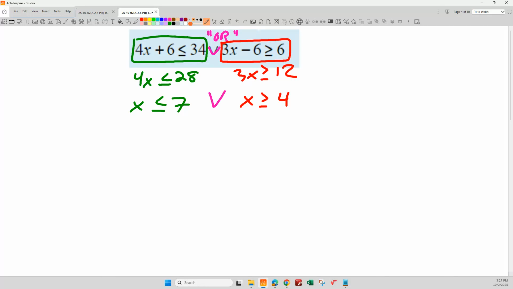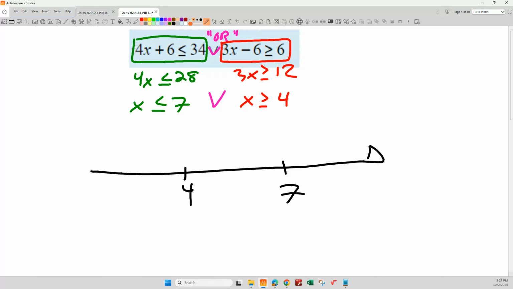Okay, let's make this an or statement, and it's easiest to graph them. So my numbers are going to be 4 on the left and 7 on the right. If I graph x is less than or equal to 7, that's a closed endpoint at 7, graph left. x is greater than or equal to 4 is a closed endpoint at 4, graph right. Okay, so you guys think about that for a second. When is x less than or equal to 7 or greater than or equal to 4? What's it going to be?